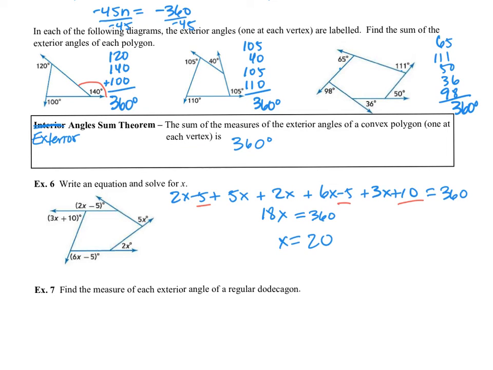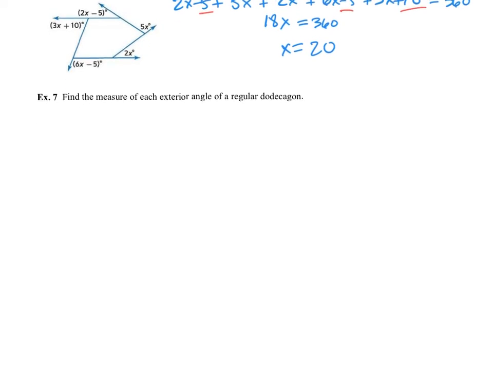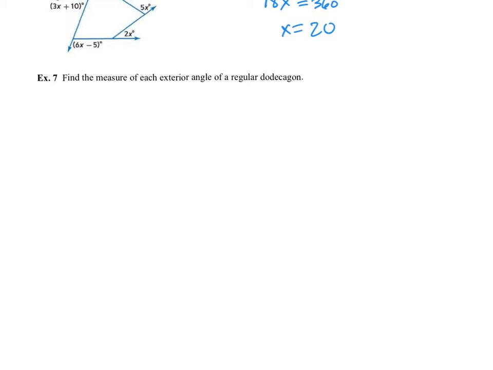Now at this point we're done because the directions said solve for x. All we had to do is solve for x here. If we were asked to find the measures of these exterior angles, we would just have to go back and plug 20 in wherever we saw x. Okay? All right, the next example says find the measure of each exterior angle of a regular dodecagon.